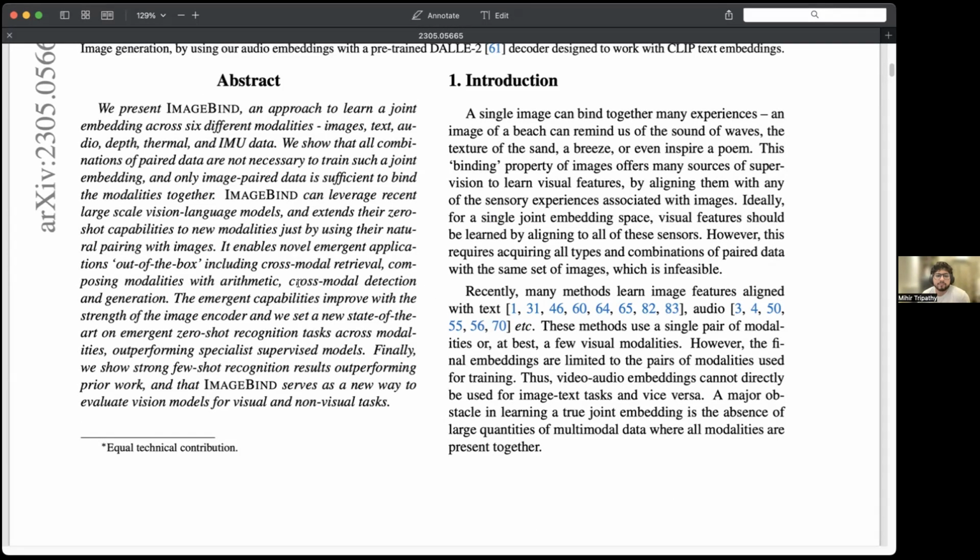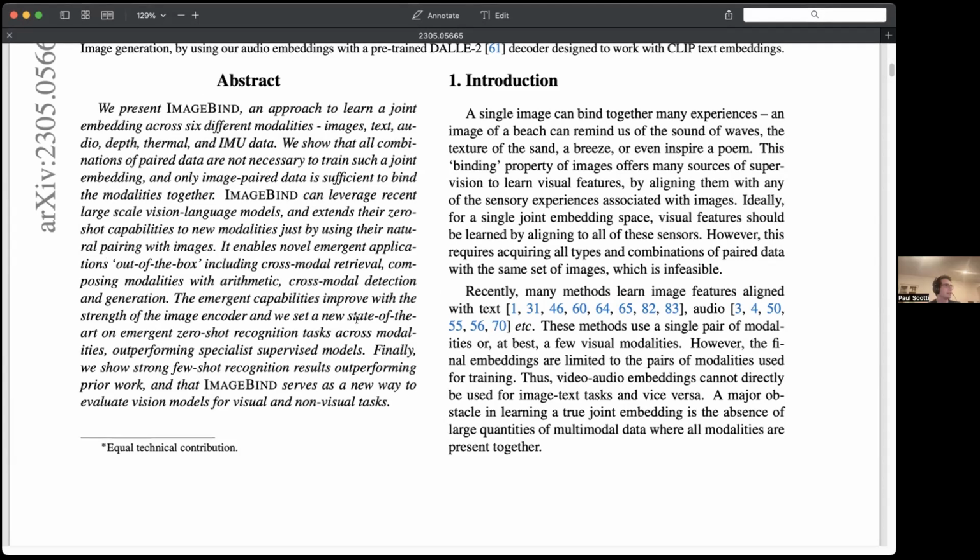The emergent capabilities improve with the strength of the image encoder. Basically it means that if we have a better image to text, or better image to another modality alignment, the better the training across the different modalities, the better the emergent zero-shot classification, or zero-shot alignment between those modalities, is going to be.